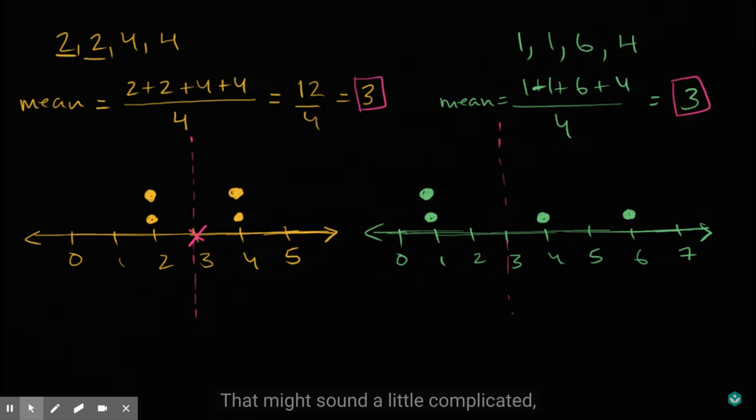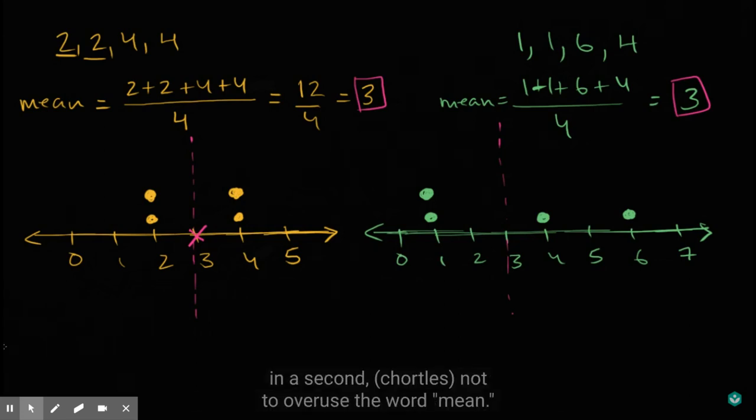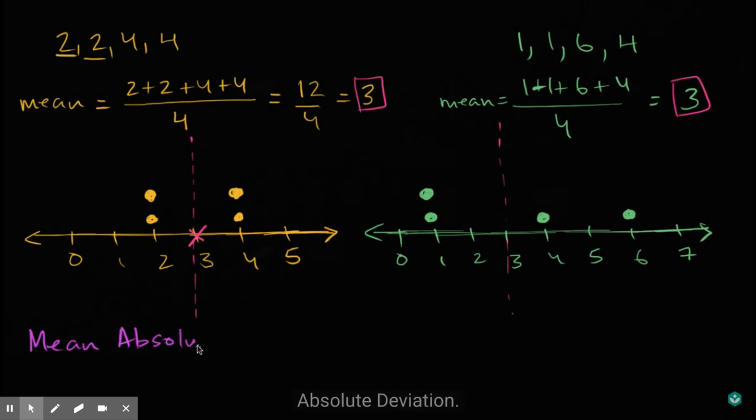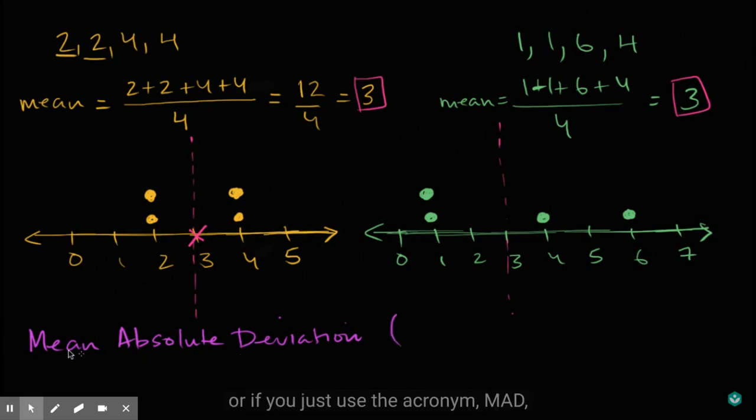And that might sound a little complicated, but we're going to figure out what that means in a second, and not to overuse the word mean. So we want to figure out on average how far each of these data points is from the mean. And what we're about to calculate is called mean absolute deviation. Mean absolute deviation, or if you just use the acronym, MAD, for mean absolute deviation.